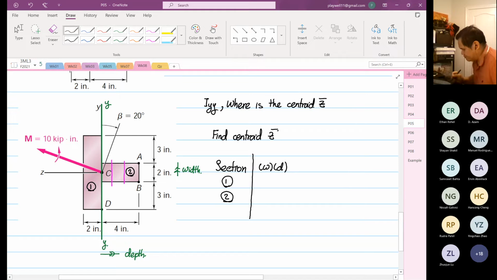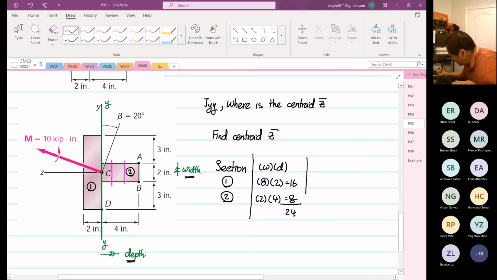Then we're going to write down our width and depth. Section 1, our width is 3 plus 3, 6, 8. Our depth is 2, right? Section 2, our width is 2. Our depth is 4. So isn't it good to know where your width and depth are? Yes or no? It's less confusing. If you don't write that, students get confused. I don't want you to get confused.